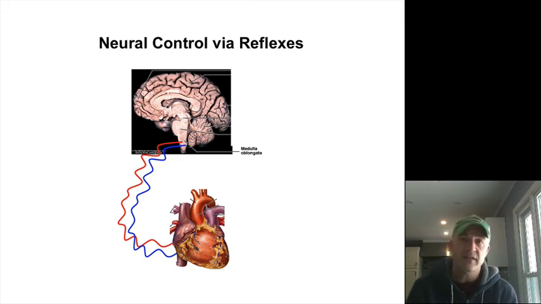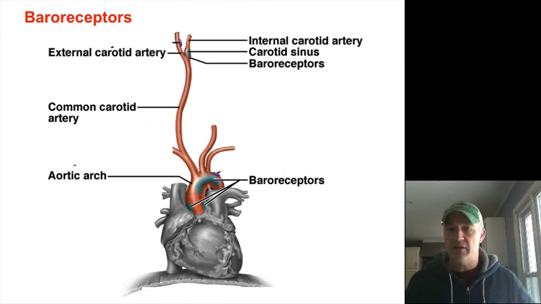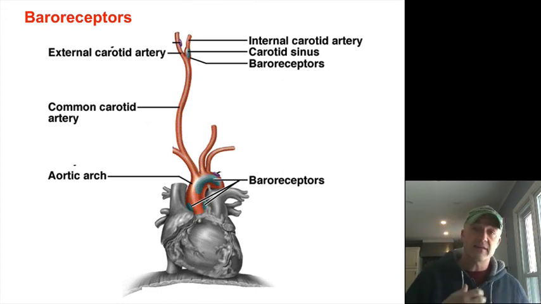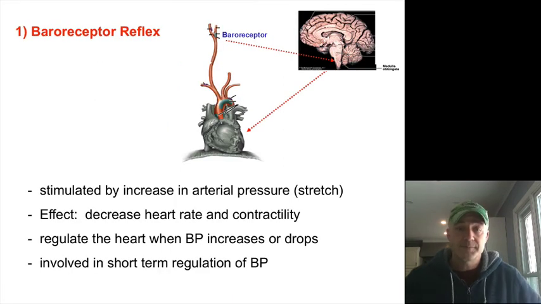The other thing we see is some neural control via reflexes to make sure that we keep our pressure high enough so we don't lose consciousness, or keep us from getting too high a pressure. So we have baroreceptors, which are pressure receptors in the aortic arch, as well as in the branches of the carotid arteries. These are stimulated by the stretch of these blood vessels here.